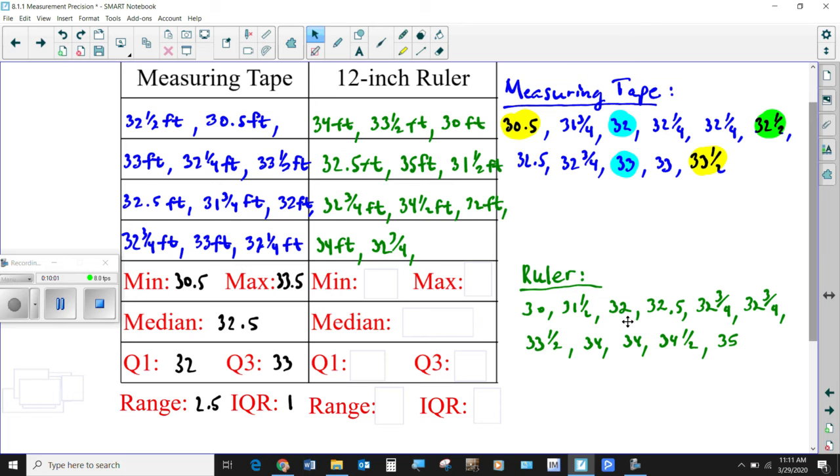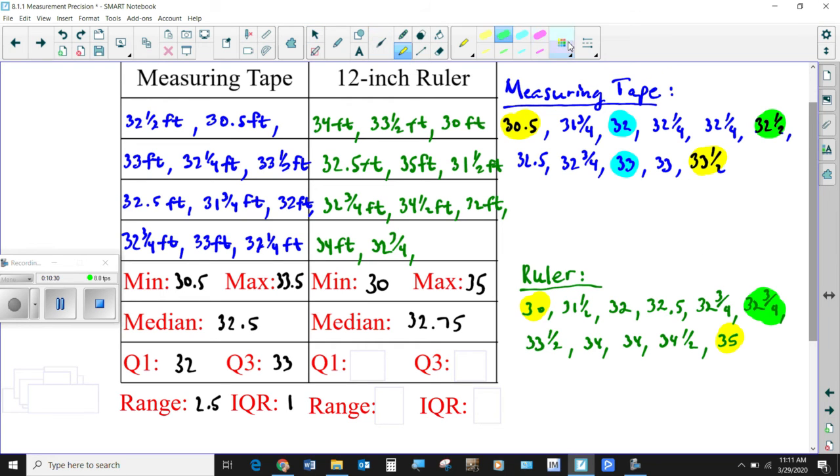Okay, so now let's look at the ruler measurements. Our minimum was 30. Our maximum was 35. So there's the minimum. There's the maximum. Our median is the number that's in the middle. What number is that? 1, 2, 3, 4, 5. The sixth number in is 32 3/4. 32.75, either in decimal form or fraction form, doesn't matter.